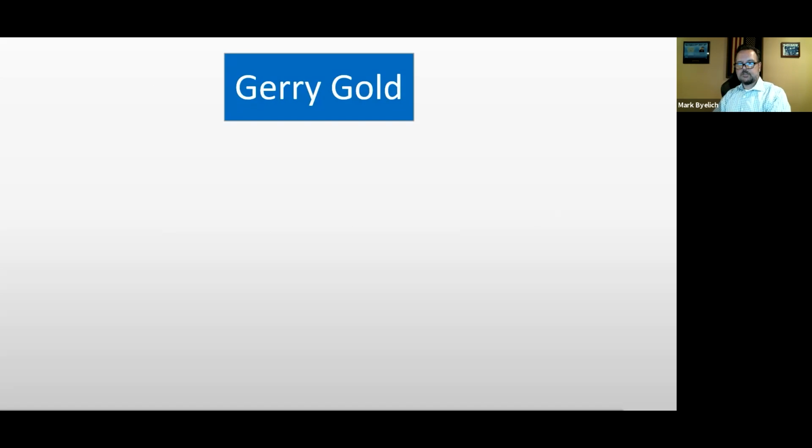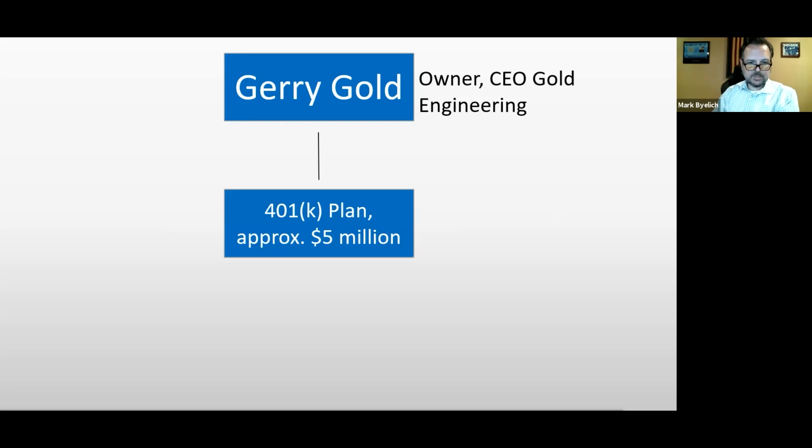We'll go through this one quickly because it's similar. So Jerry is the owner and CEO of Gold Engineering. He has a 401k plan with approximately $5 million in assets. Approximately $2 million of that plan is Jerry's. That's very common, that the majority of the plan is the owner of the company, his or her spouse. In small companies, often there's a spouse employee and people close to the organization.